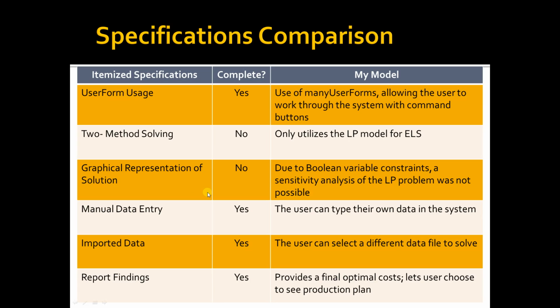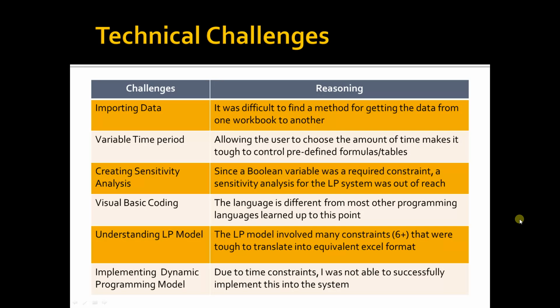Graphical representation of the solution. Another problem I ran into was that since I had a Boolean constraint, I was not able to run a sensitivity analysis graph. Manual data entry, imported data entry, I was able to get both of those done. So there's two different ways that you can put data into the system. And also I was able to report on my findings and let the user see the production plan and also the final optimal costs.